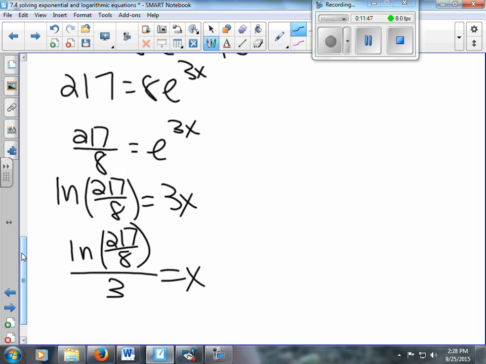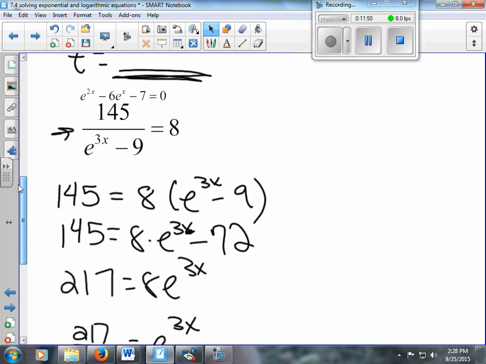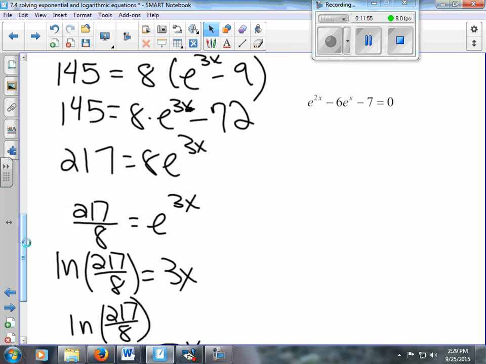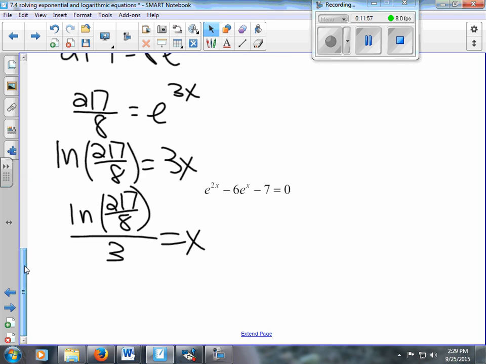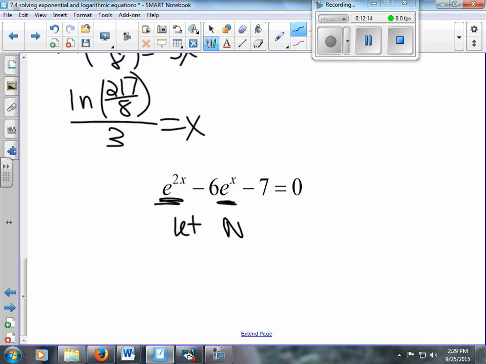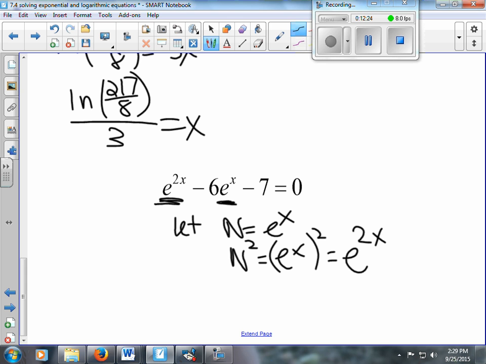And then there's one more example. And in this last example, I have it written over there. This is sort of just a tricky, fun example. And what's happening here, you've seen these before in pre-cal, but we have a quadratic of e to the x. See how you have e to the 2x, e to the x, and then no e to the x? So if you let n equal e to the x, then n squared would be e to the x squared. And when you have a power to a power, those multiply, and so you have e to the 2x.